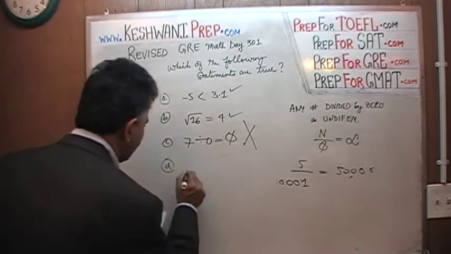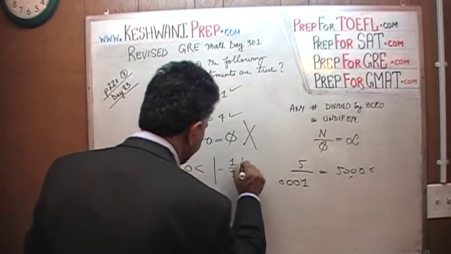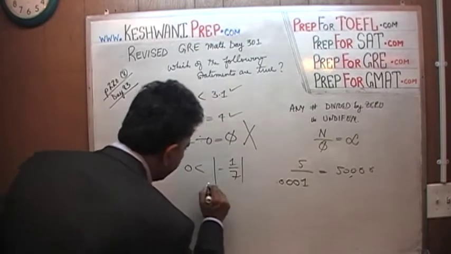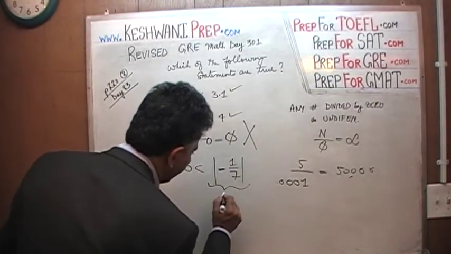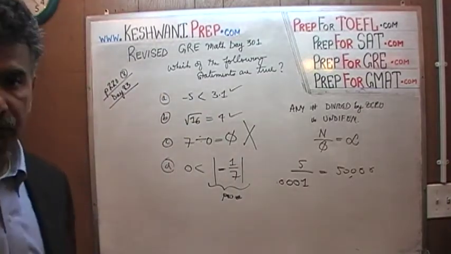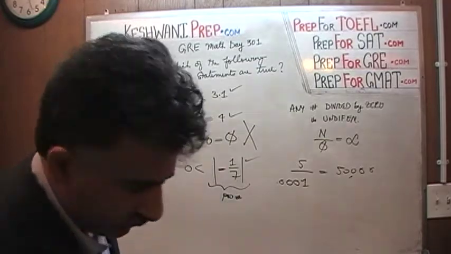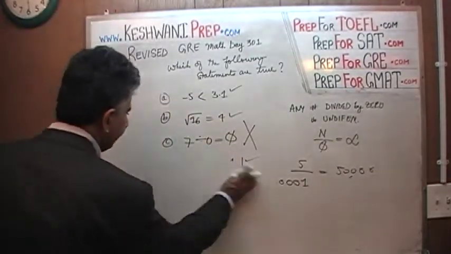D says 0 is less than the absolute value of negative 1/7. Now, the absolute value of any quantity, even if it's negative, is a positive number. That's what absolute value means. And of course, 0 is going to be less than a positive number. That is true. Let's move on then to E.